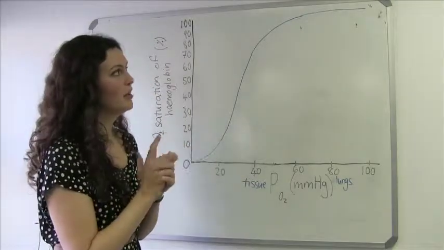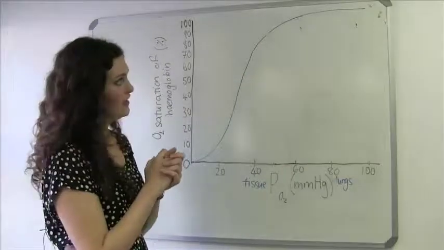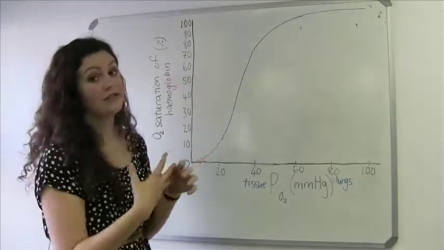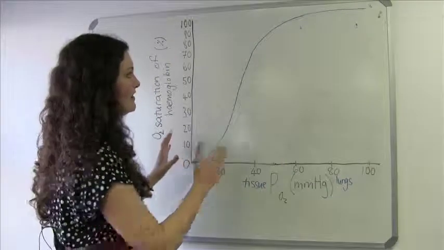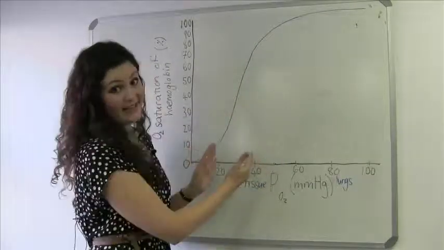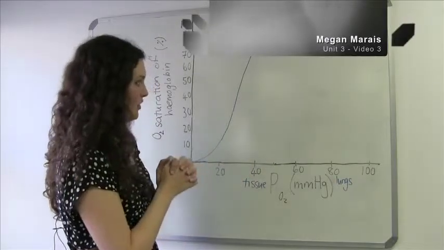You're probably not going to be required to draw this in your exam, but you might be required to explain it. So make sure you understand that it drops sharply when it's needed, down there at 40 millimeters of mercury.